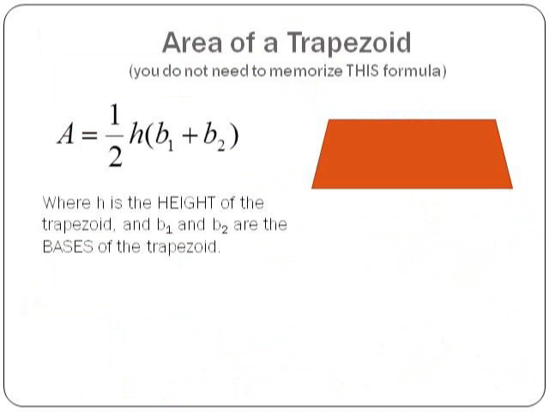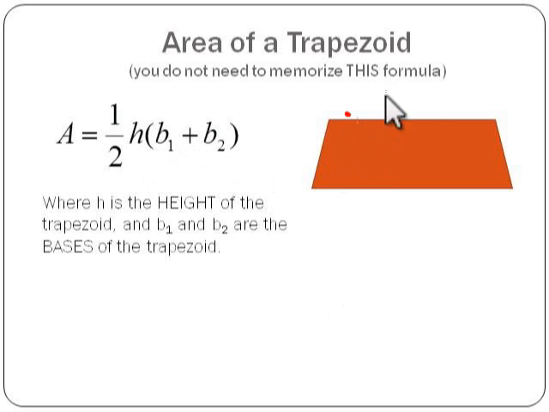Okay, let's move on to the area of a trapezoid. So a trapezoid has a different formula. It's got kind of a complicated formula, so I'm not going to require you to memorize this one. But you need to know what the pieces of the trapezoid are, what the formula means. So let's talk about that.